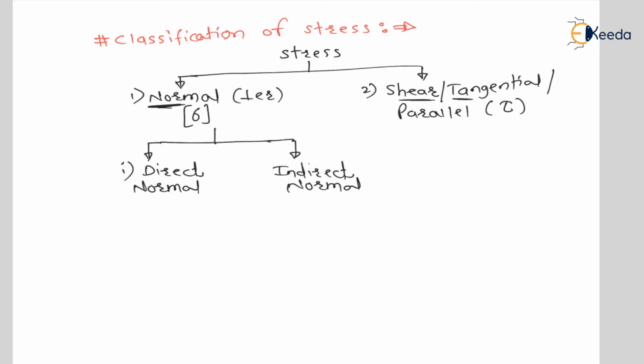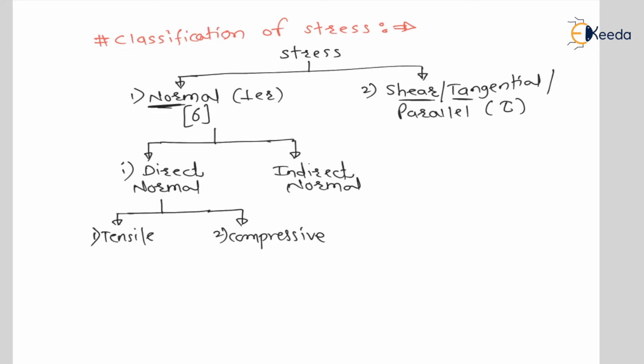Now, direct normal stress is again classified into two types. Number one, tensile stress or tension stress, and number two, compressive stress.